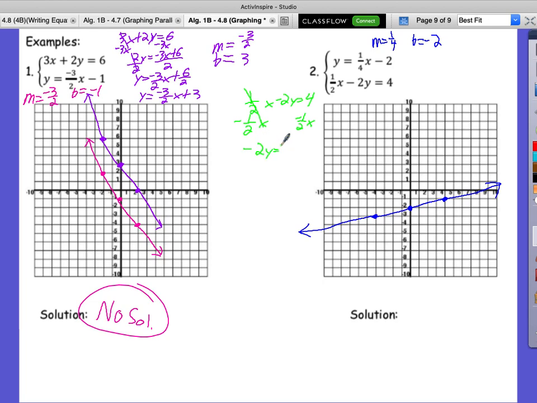Negative 2y is equal to negative 1/2 x plus 4. Is y quite by itself yet? No. What do we have to do? Divide by negative 2. No, wait, here's the thing. Is this a fraction divided by another number? Does anyone remember, put 1 under it, we like to multiply by the what instead? Remember, instead of dividing fractions, we like to multiply by the reciprocal.